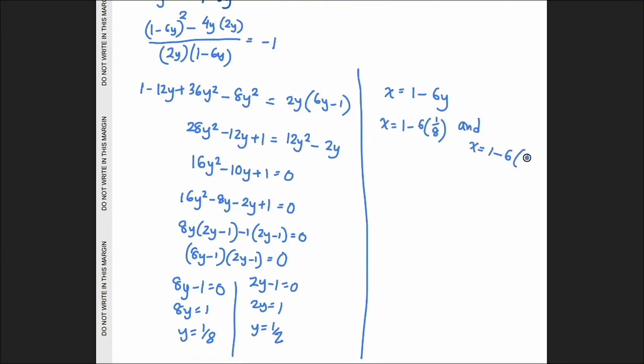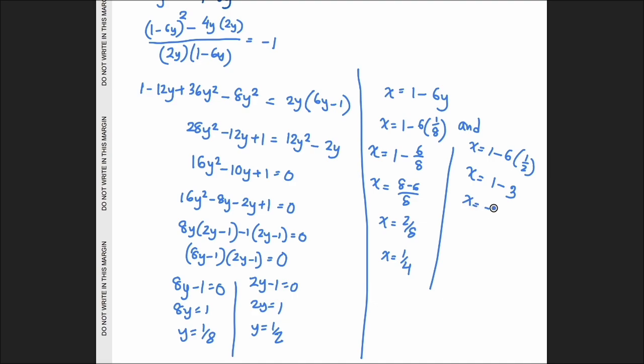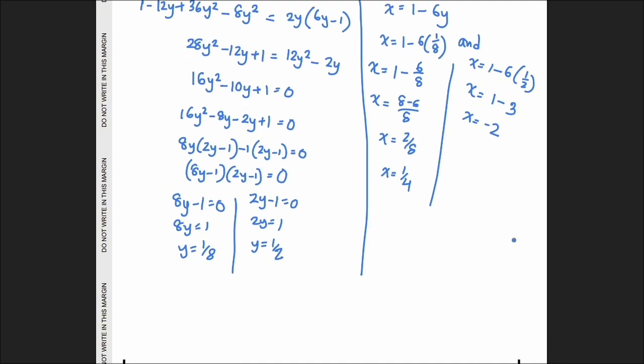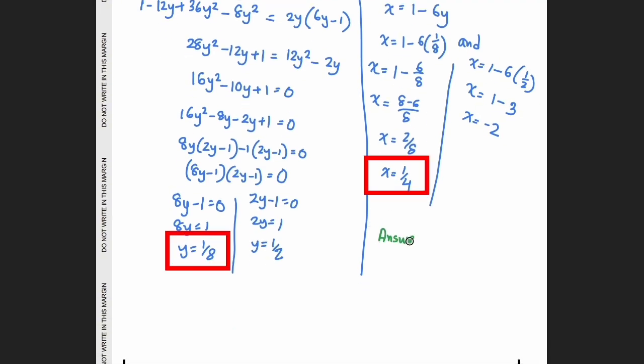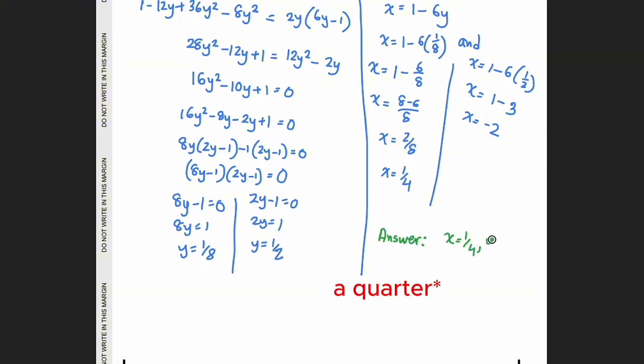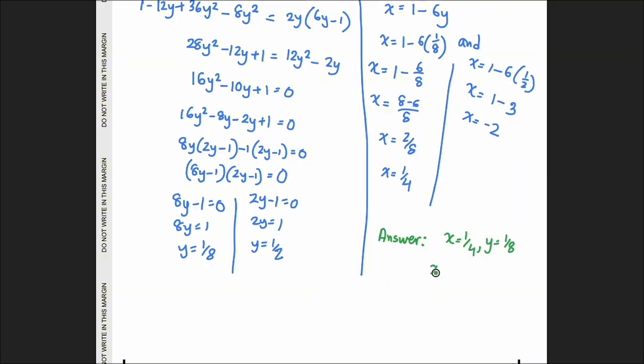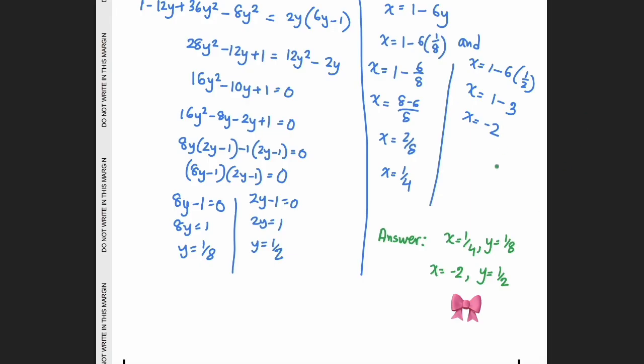And then we normally solve for x. Then another solution, that is x is minus 2. So our pairs are x equal to half when y is equal to 1 over 8, and x is equal to minus 2 when y is half. Beautiful answers in my opinion.